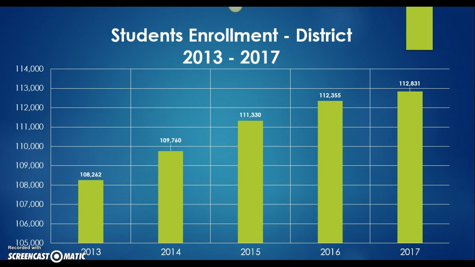First, we're looking at the student enrollment for the district. As you can see, looking back at 2013, we had over 108,000 students inside the district, and as the years progressed, we went up to over 109,000. Then we jumped in 2015 to 111,000, and then to 112,355, and then we saw a small jump from 2016 to 2017 to 112,831. So as you can tell, the student enrollment has gone up year by year consistently.